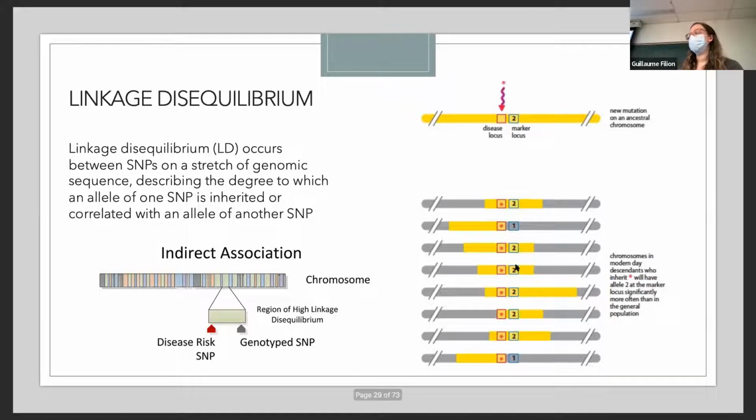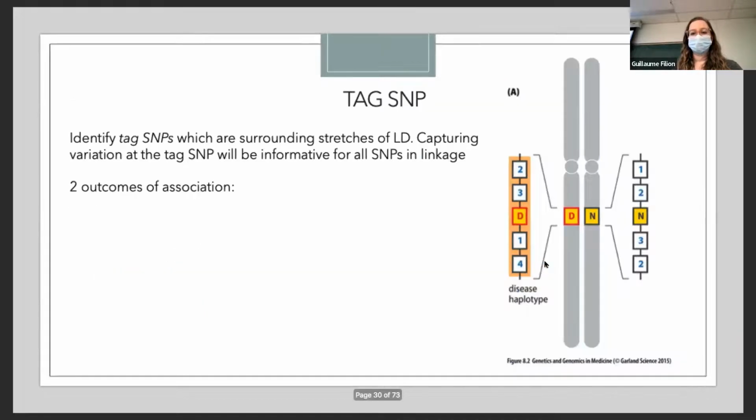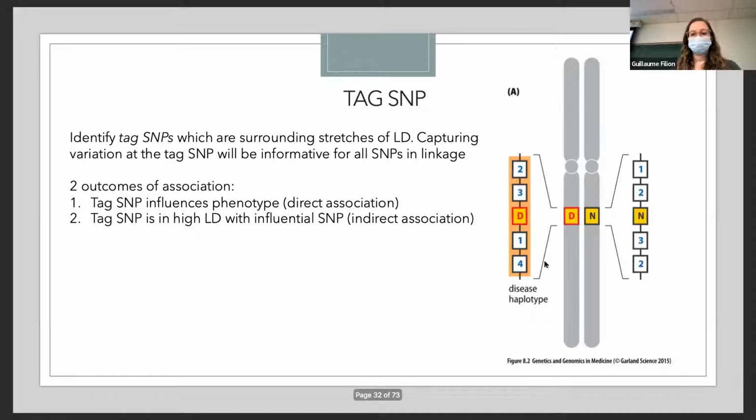Any other questions? Okay. And we understand this part as well. So if we have a significant association, it's talking about the whole region. We don't quite know at this point whether we have the locus or just one that is linked to the locus. That makes sense? We're good with that?